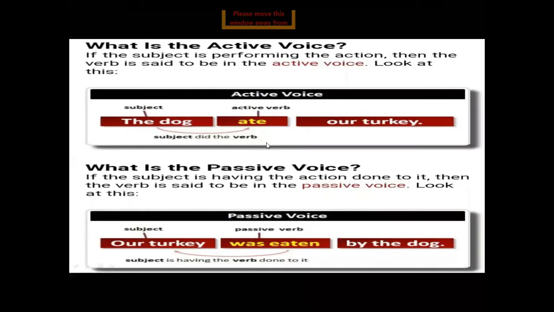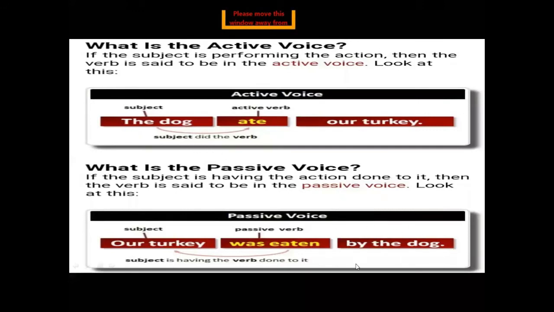What is the passive voice? If the subject is having the action done to it, then the verb is said to be in the passive voice. Look at this. What is the subject? Here the subject is our turkey. Then what is the verb? The verb is was eaten, passive voice. And what was the object? It means the previous subject, that is the dog. In the first sentence, the dog ate the turkey.